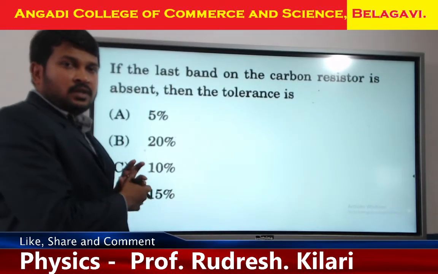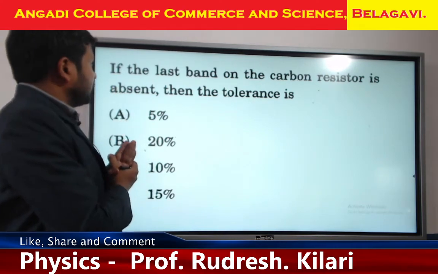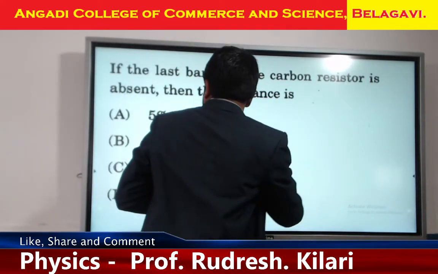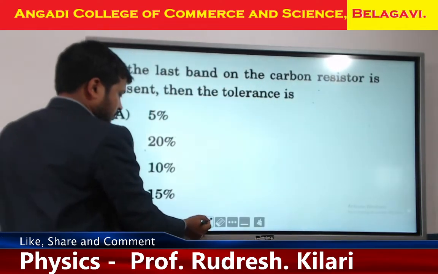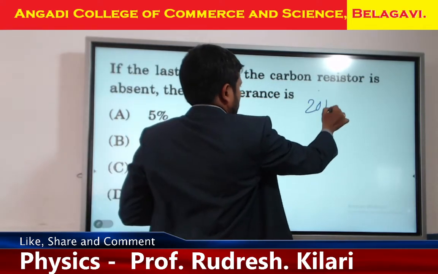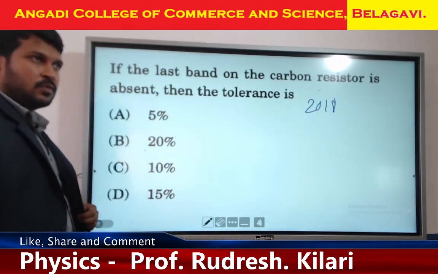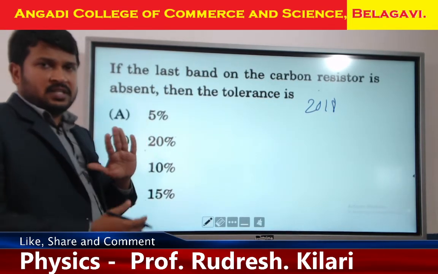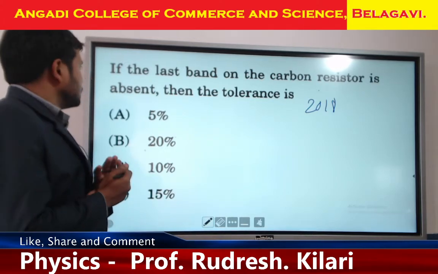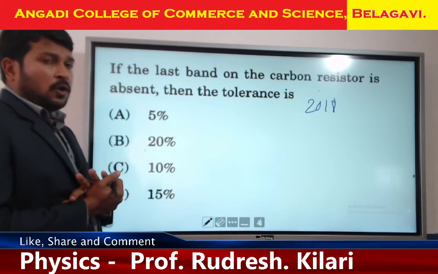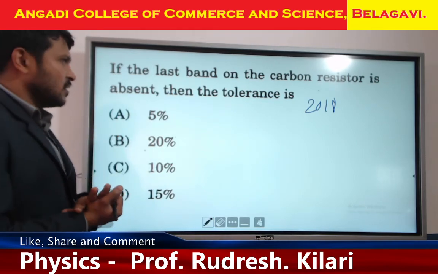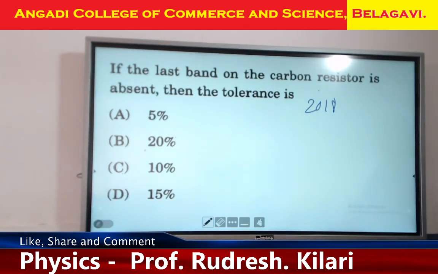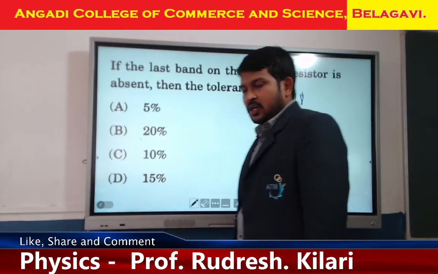Okay, next one. Students, remember this question is from 2018. Previous also 2018. If the last band on the carbon resistance is absent, then the tolerance is. We can answer this one. Other resistance is. Okay, what is that?